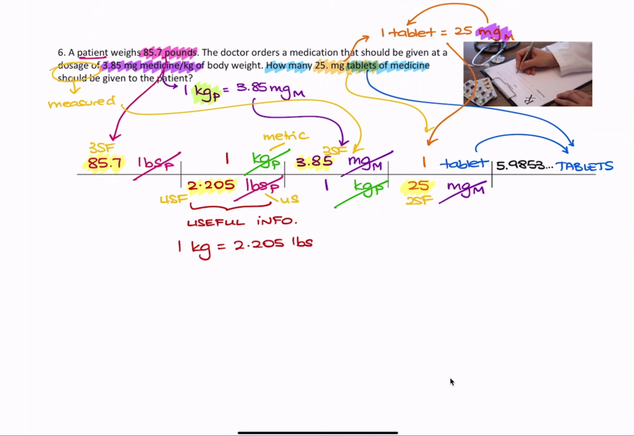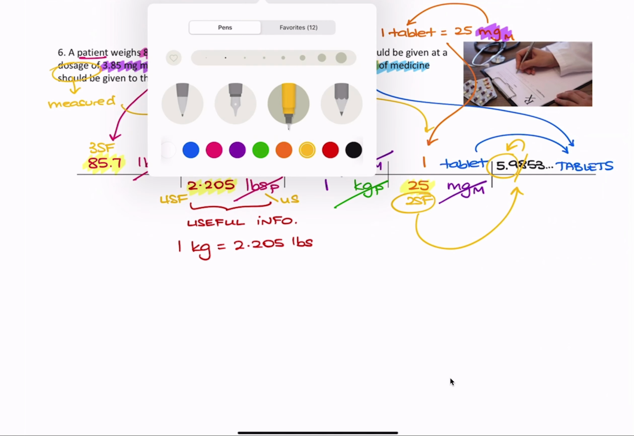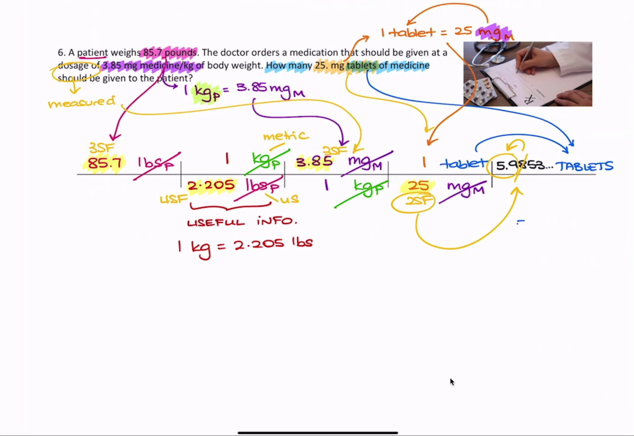I see 3 sig figs, 4 sig figs, 3 sig figs, 2 sig figs. So this is what's guiding my answer. The least amount of sig fig. We're doing only multiplication and division. The answer should be given to 2 sig figs. We're going to drop an 8, round up. Therefore, this patient should be given 6 tablets of medicine.